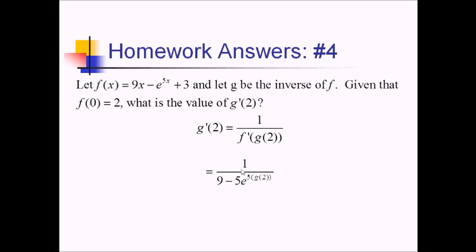So g of 2, that's going to be the input that I have to plug into f in order to get an output of 2. Well, my output of 2 is over here. The input for f on that is 0, so g of 2 then must be this input of 0. So let me just replace g of 2 with 0 here. So this is going to just be e to the 0, which is just 1. So we're basically doing 9 minus 5, which comes out to 1 over 4.